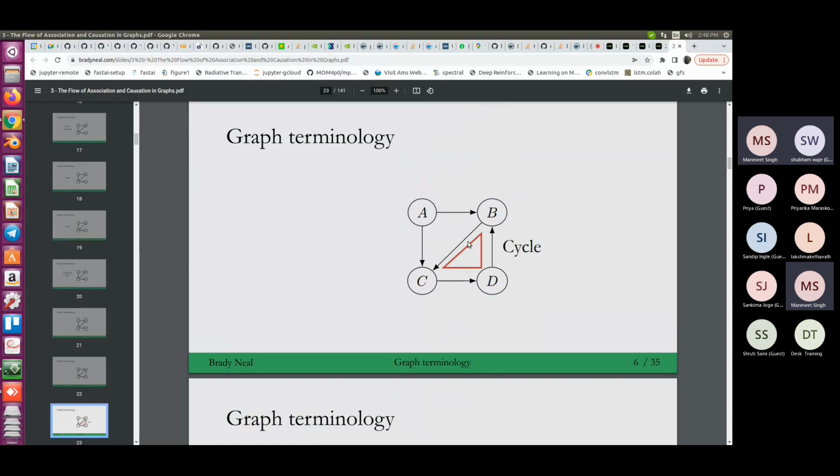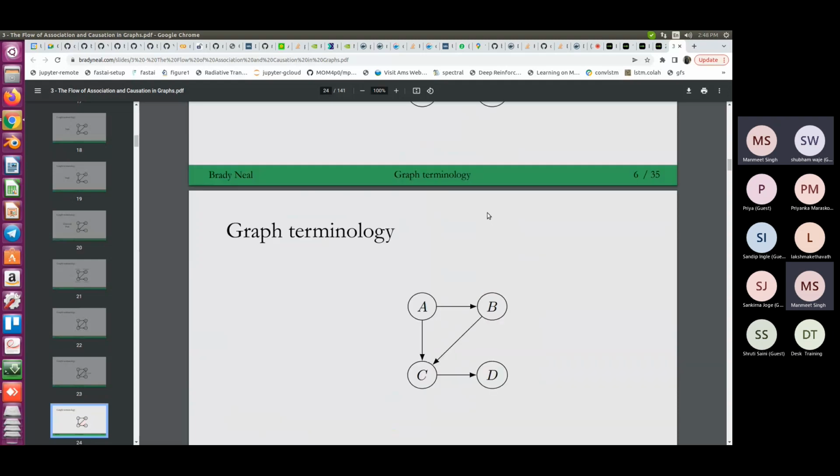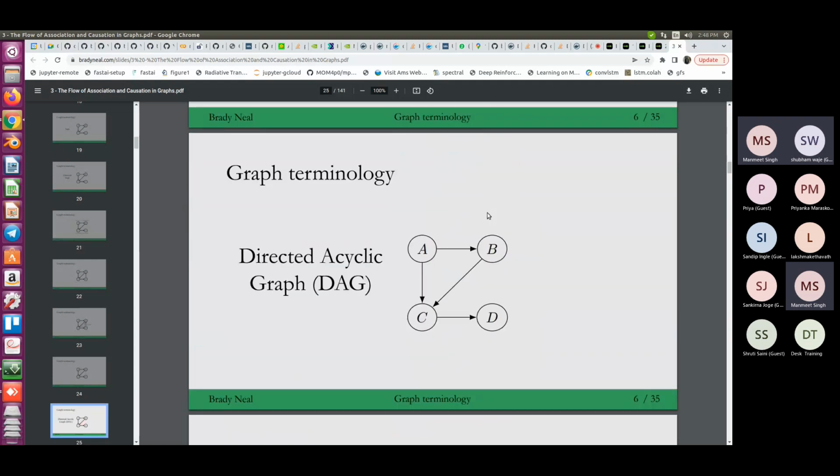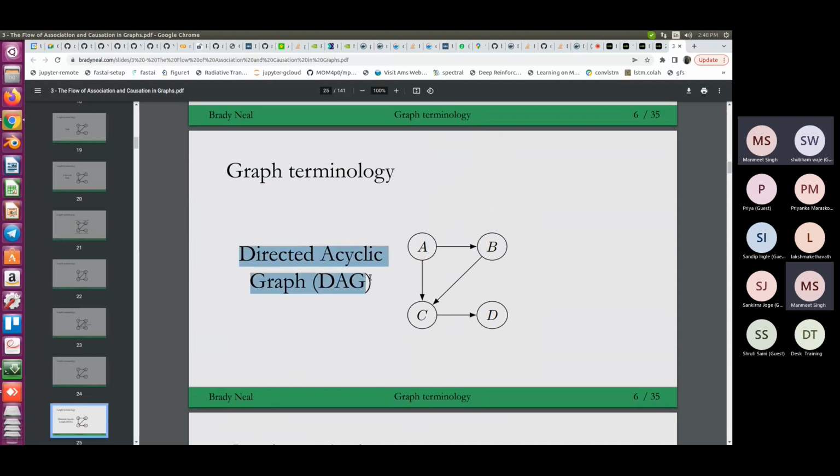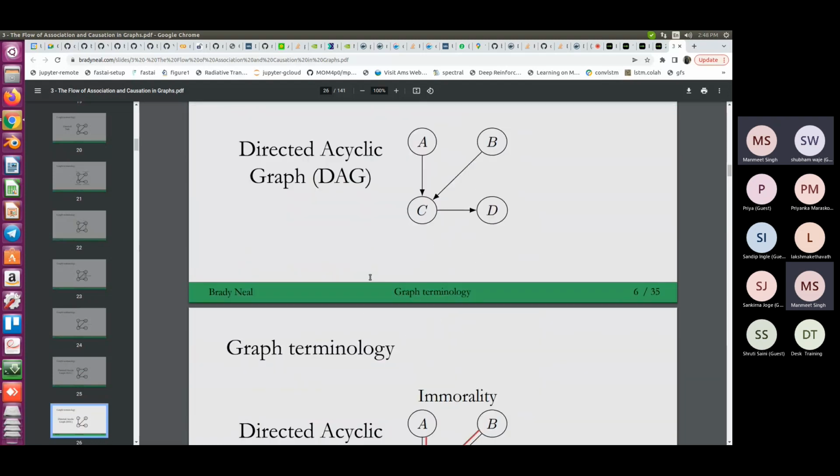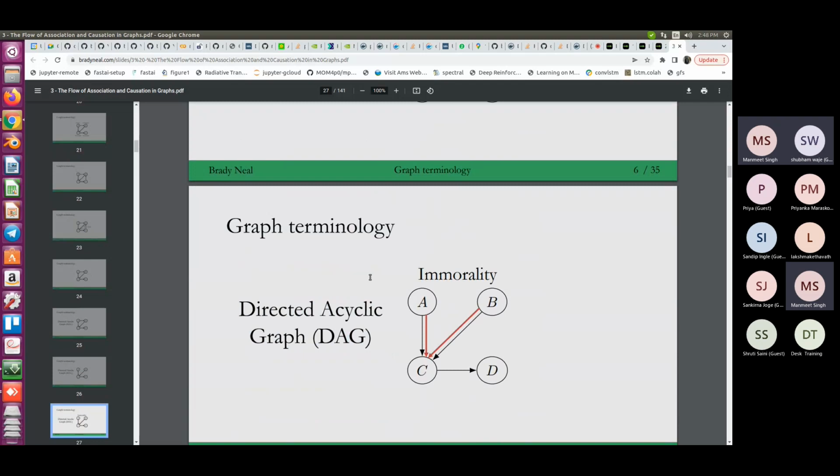Okay, and then we have the concept of a cycle in a graph. You can see that if you get closed loops like B, C, D, and then again B, C, D, this forms a cycle. Now we have the concept of a directed acyclic graph. A directed acyclic graph is basically a graph in which, if you start from one node, you should not reach that node again. So that is a directed acyclic graph.